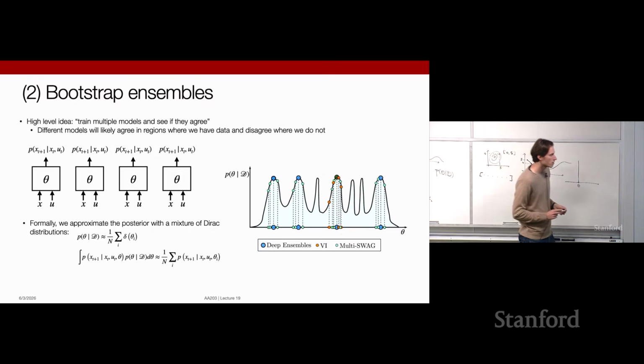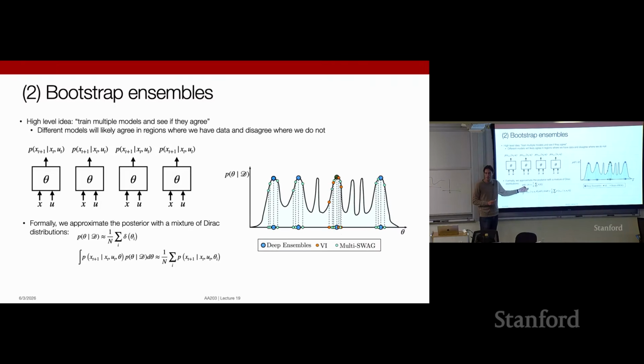And so this is, if you wish, more formally how this process of averaging predictions from different models would translate to the predictive posterior that we were describing before, through the lens of these Dirac distributions.